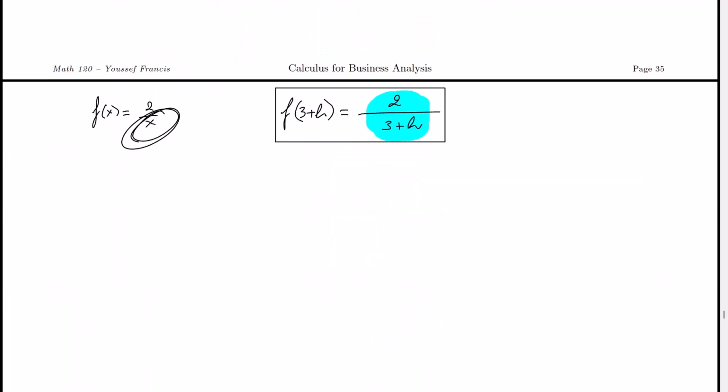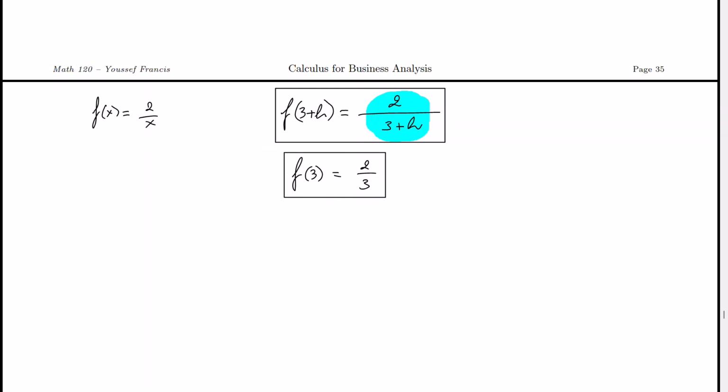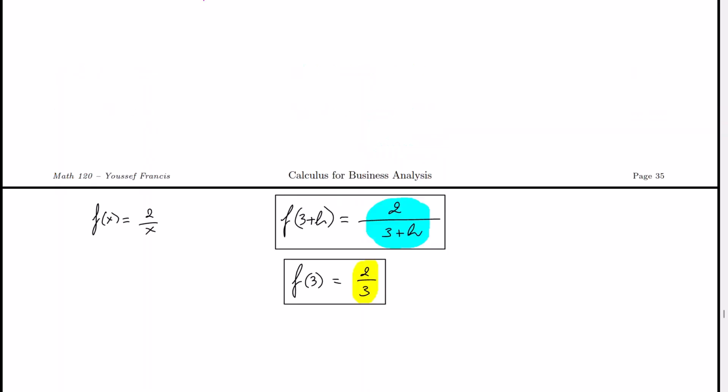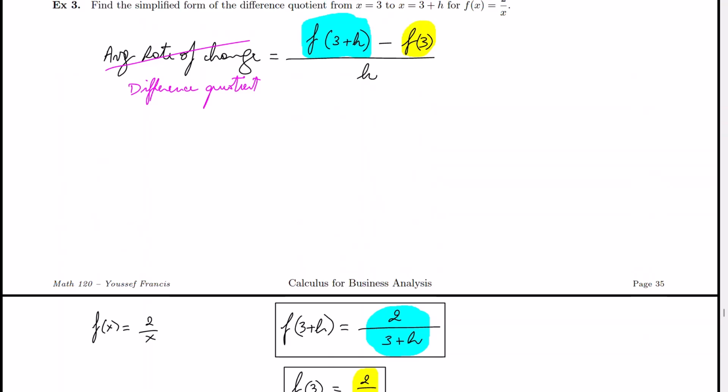And so what exactly is f of 3? For f of 3, I need to plug 3 into the function every time I see an x. So this is it, 2 over 3. That's the end of that part, and this is the yellow portion, which is going to go next. Okay, I don't think this space here is enough, so let's continue on the other page.